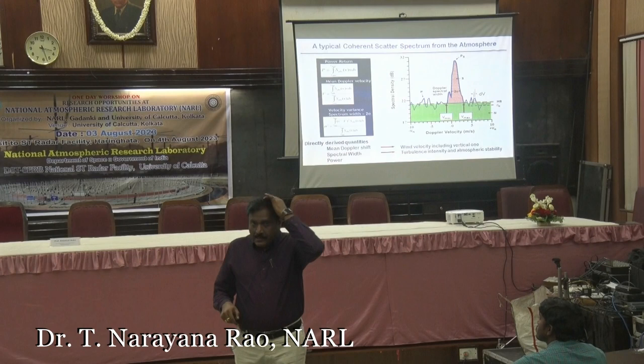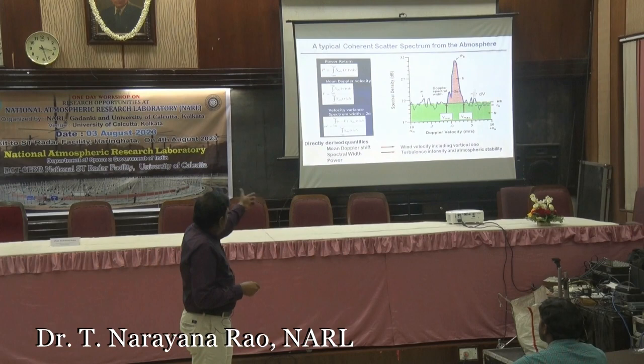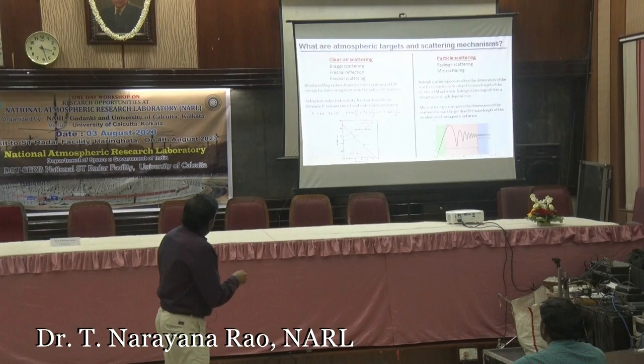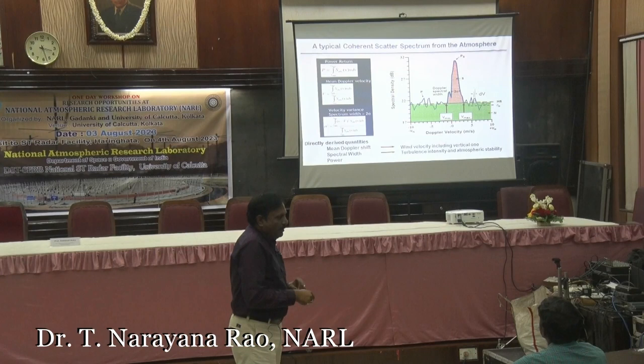Okay. So remember that what you are getting is from this type of radars. So these are the parameters you are getting. Wind velocities, three components of the wind velocity, U, V, W, or in other words, zonal wind, meridional wind, and vertical wind. And also the turbulence intensity from the clear air scattering.